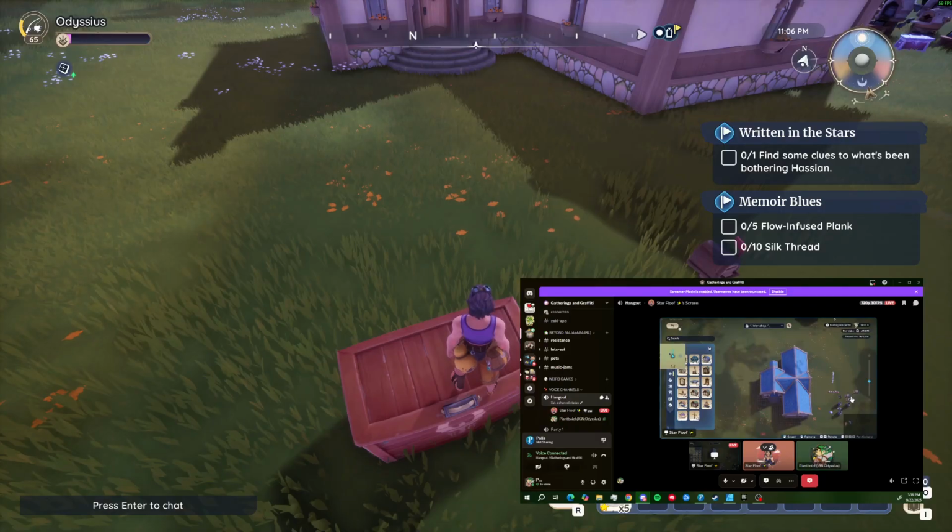I will put them back. Okay. Now I'm... Oh, it's loading. Loading. Yeah.